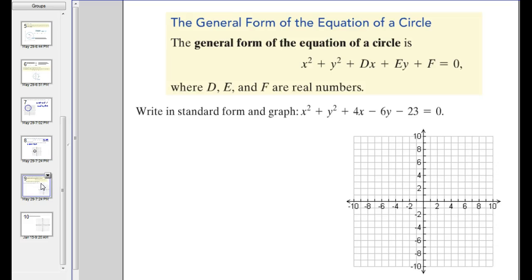Alright, and then the general form. The general form, we write it this way: x squared, y squared, x, y, constant equals 0. Okay. Now, we can go back and forth between general and standard. We just have to be able to do something called completing the square.